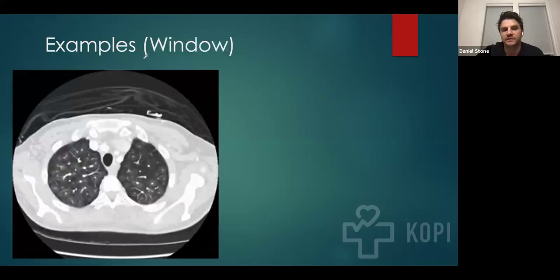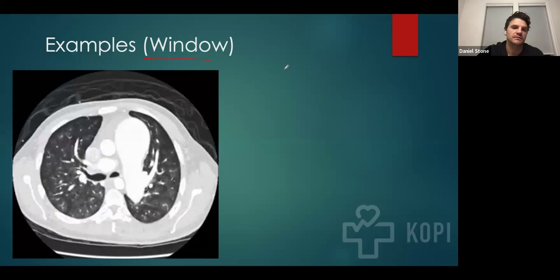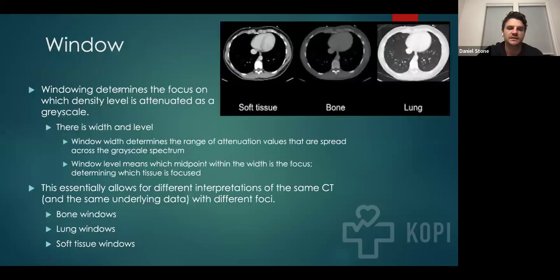So this is an example of what windowing means. Windowing basically means that you're focusing on a specific type of tissue. You can focus on a number of different tissues. There's a way to focus on soft tissue. There's a way to focus on bone. There's a way to focus on lung. Basically, what this means is that the actual density is just being messed with, for lack of a better word.